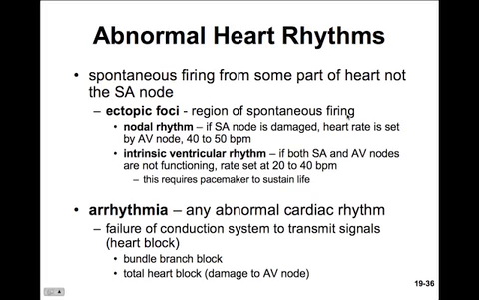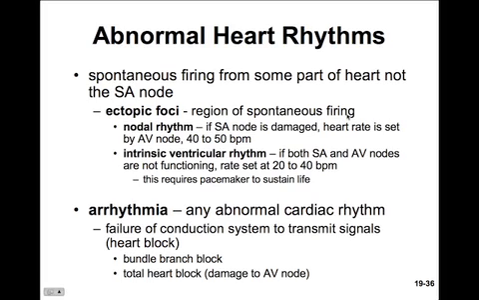Most often, if the SA node is not firing, we'll see an ectopic foci at the AV node. The AV node firing will bring the heart rate down to about 40 to 50 beats per minute. If the AV node doesn't fire, then the intrinsic ventricular rhythm will take over. This sets the heartbeat about 20 to 40 beats per minute. And that's why people would have a pacemaker installed to sustain life, because this is just too low of a rate to circulate enough blood.